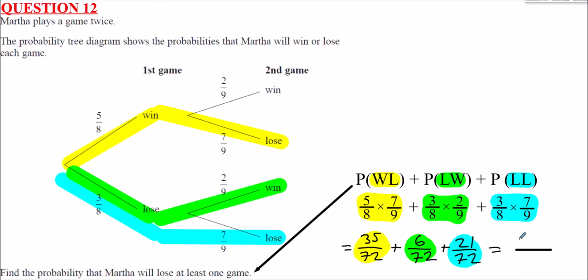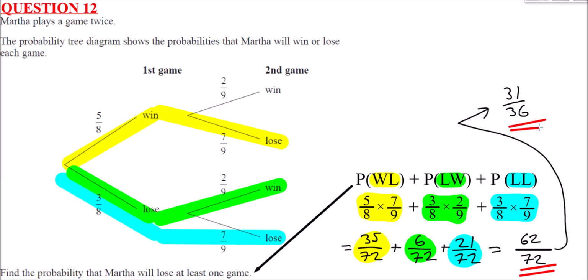So as a final answer, we have 62 over 72, which, if you want to, you can simplify by halving both numbers to arrive at 31 over 36. But with probability, you don't need to worry about simplifying fractions, so 62 out of 72 will do. Or if you want to simplify it like this, 31 over 36, you absolutely can. Either is absolutely fine.